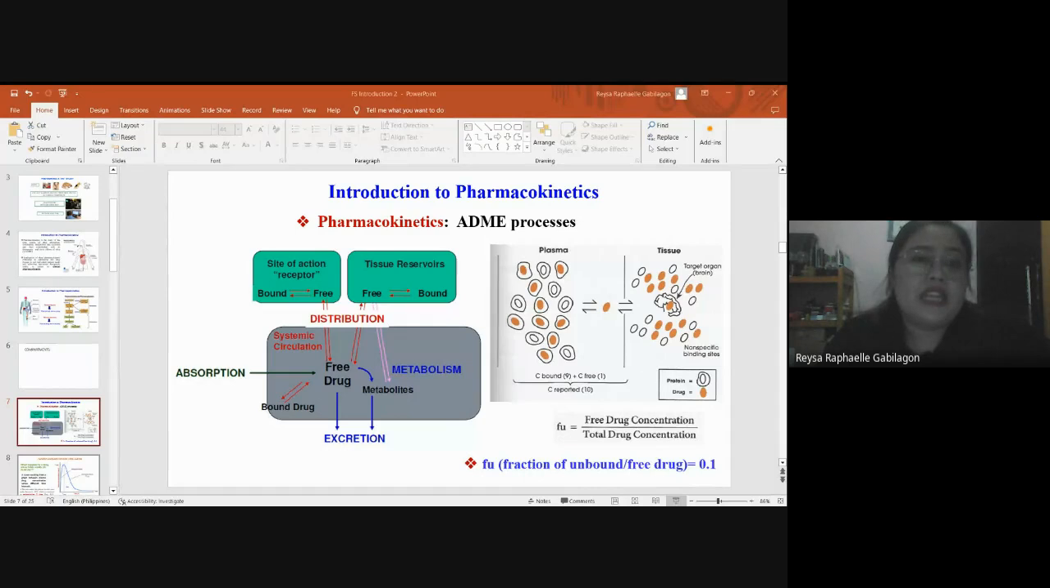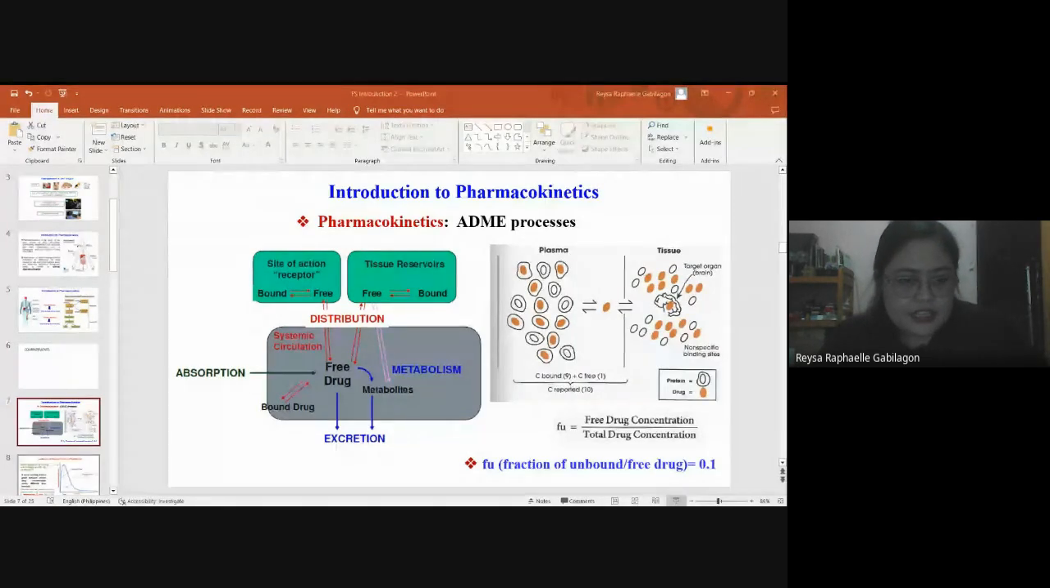Now, for the clearance, it's the volume of the blood or the plasma being cleared of the drug per unit time. If we want to compute for the clearance of the drug, we may use this one. Clearance can be equal to elimination rate of the drug in milligrams per hour over the concentration. That's milligram per liter.